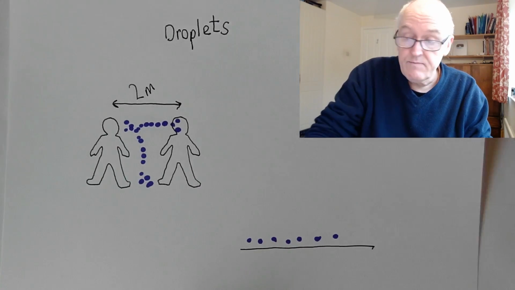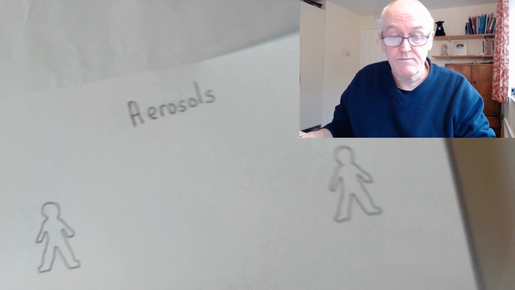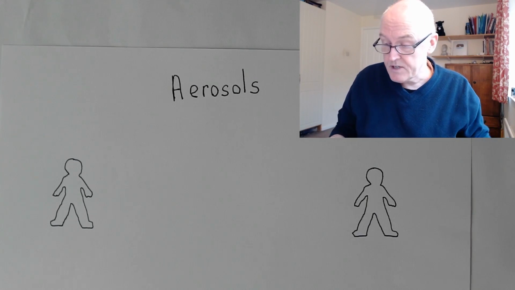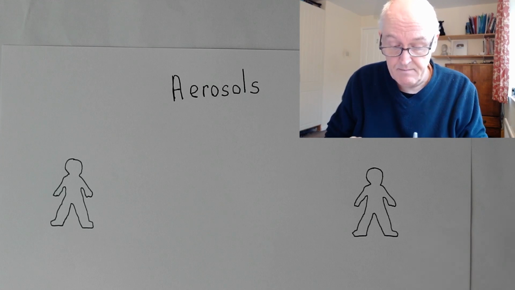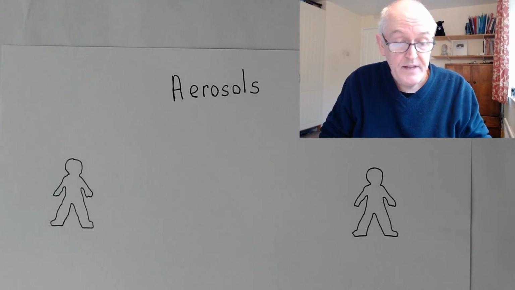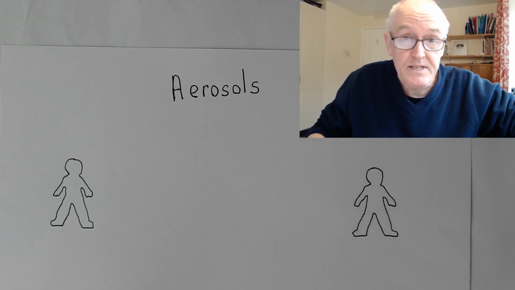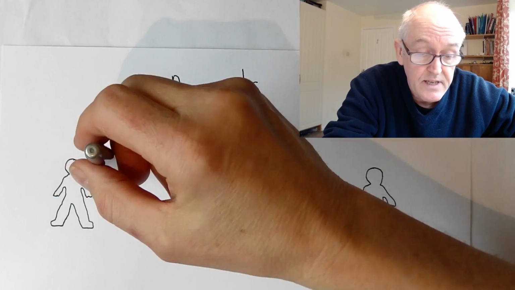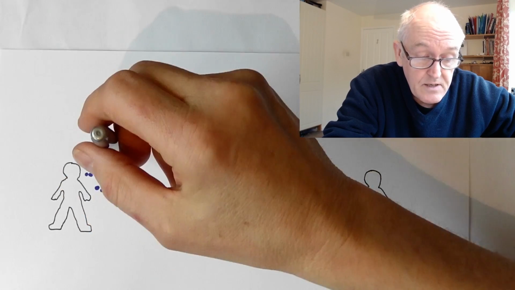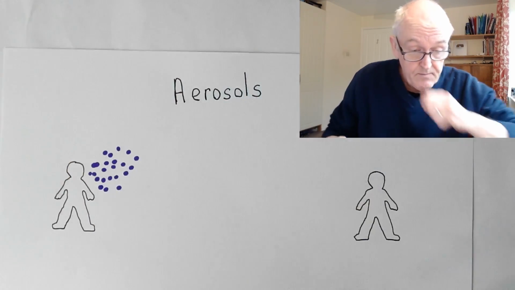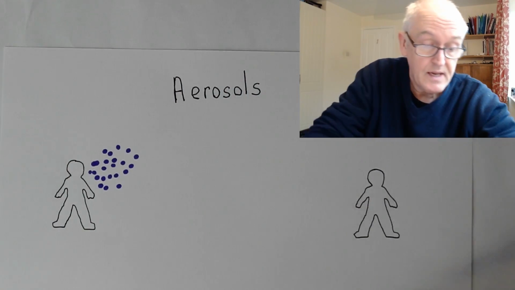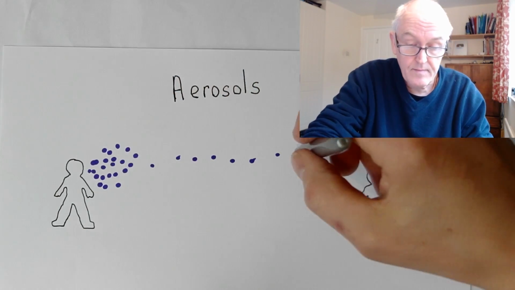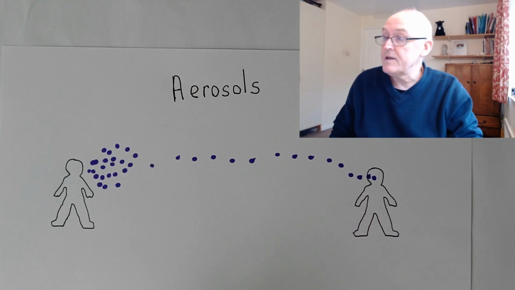But aerosol transmission is different. Aerosol transmission involves much smaller particles, and the particles can spread in the air over time and distance. So here I am breathing things out, coughing, sneezing, even just breathing, and we get infected particles, bacteria or viruses, in the air. Now, if there's a wind, that will blow them in this direction and infect another person over here.